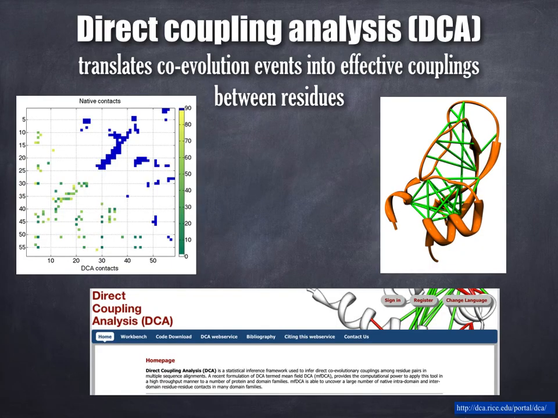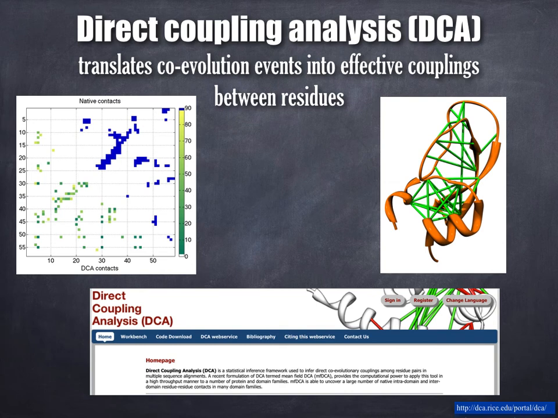The first step to generate the ranking is to extract residue coupling strength from the coevolution data. The reason is that we need to filter out indirect interactions and focus on direct couplings. For that, we use the direct coupling analysis, or DCA.